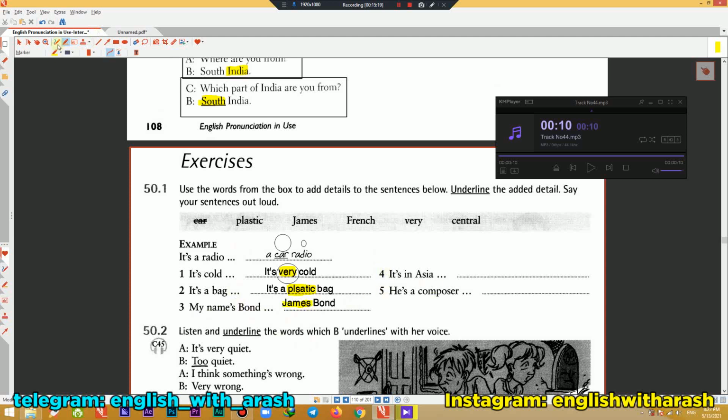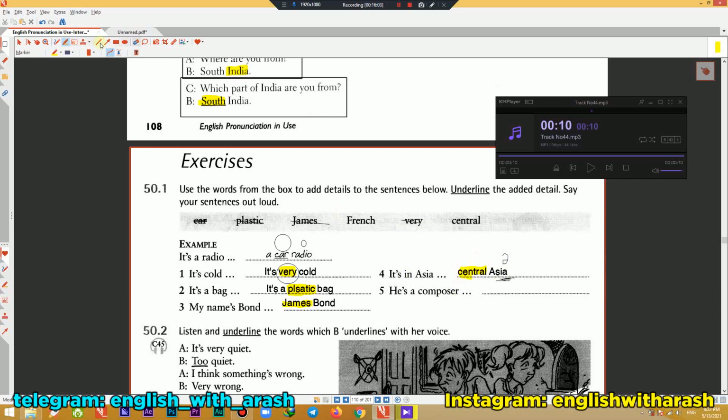The next one, it's in Asia. So far we've used plastic, James, and very. Central, yeah. Good Ali, James. Good Sajjad, James. Central, very, so good. It's in Asia. Well, Central Asia. Be careful with the pronunciation. This isn't iya, it's just a schwa. Asia, Asia. So it's in Asia. Well, Central Asia, because I'm focusing on that central.